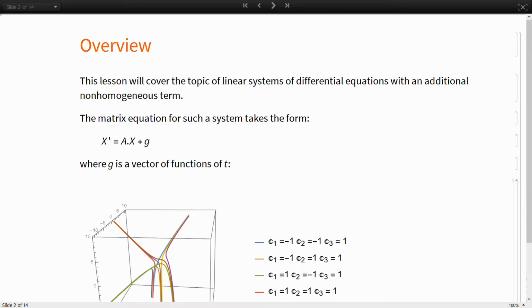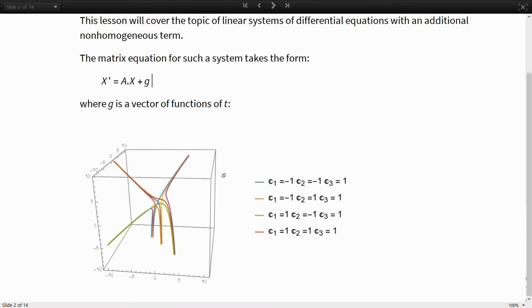In this lesson, we will cover the topic of systems of non-homogeneous differential equations. Such a system of differential equations will take the form here, in matrix form, where capital X is a vector of dependent variables, each with the independent variable t, while G is a vector of functions of only t. As is shown in the plot here, the trajectories of the general solution to non-homogeneous systems of equations can be visualized by specifying the arbitrary coefficients that appear in the general solution.